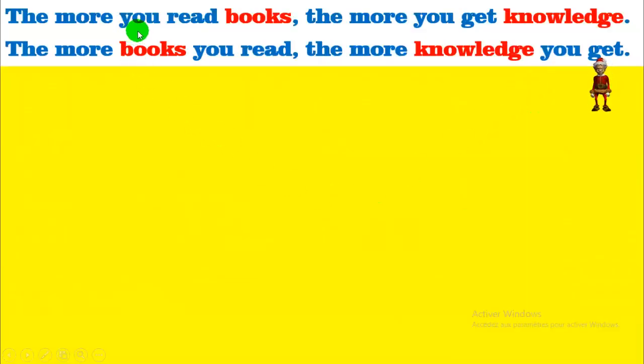The more you read books, the more you get knowledge. The more books you read, the more knowledge you get. Donc, plus tu lis des livres, plus tu as du savoir. Tu lis un livre, tu as du savoir. Tu lis deux livres, tu as aussi plus de savoir. Donc, plus tu lis, plus tu as du savoir.